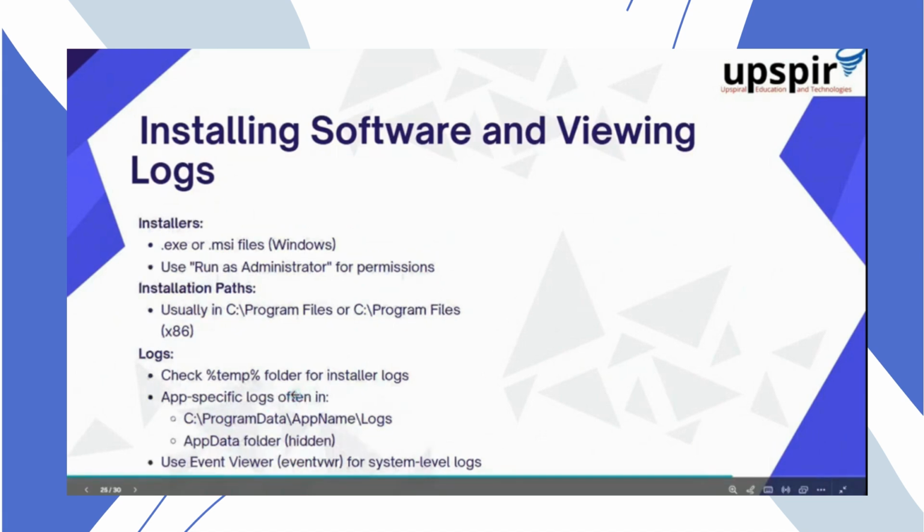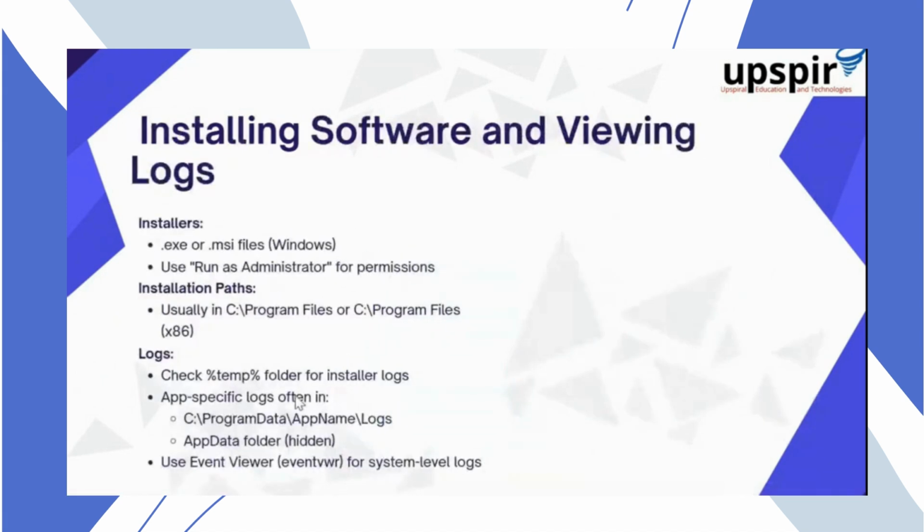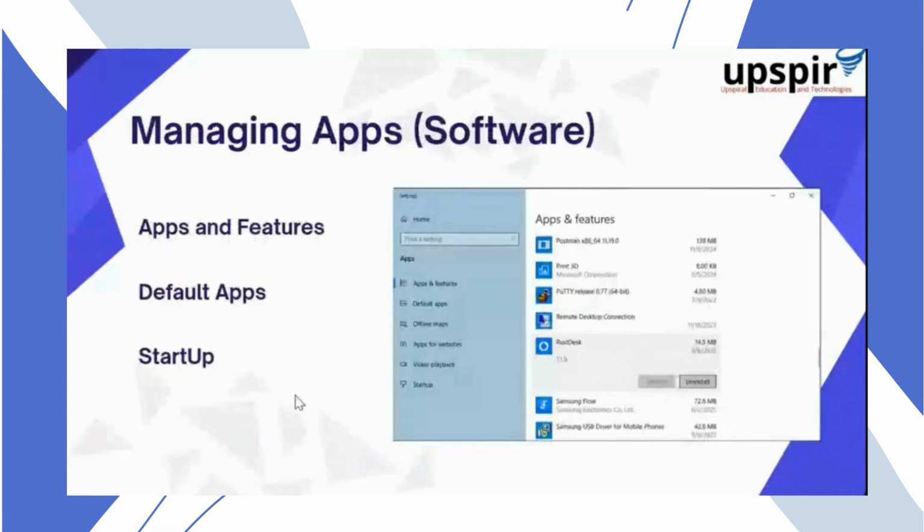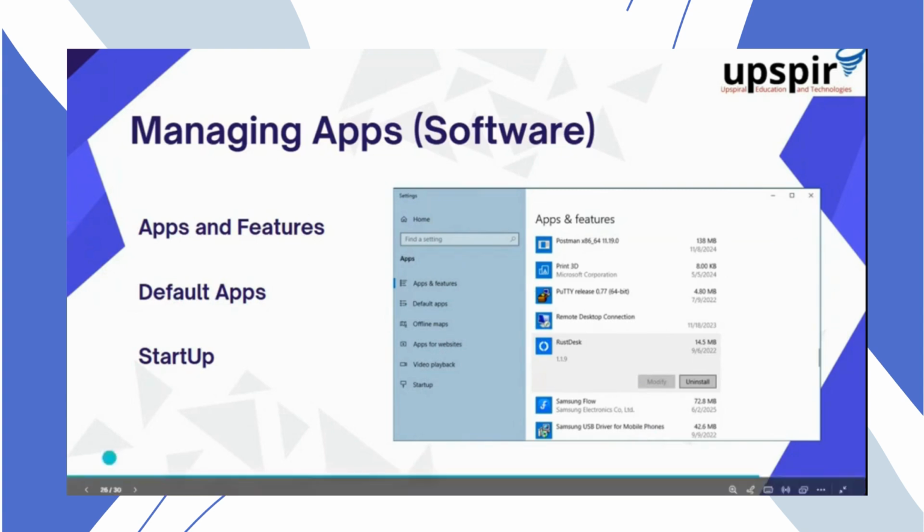But installing alone is not enough. You also have to manage your software. So once installed, if you want to uninstall your software, you can open this particular application called Apps or Apps and Features. You will go there, click on a software, and you can simply uninstall it from there if you want, or modify it. There is also a concept of default apps and startup apps. Let me just show that to you.